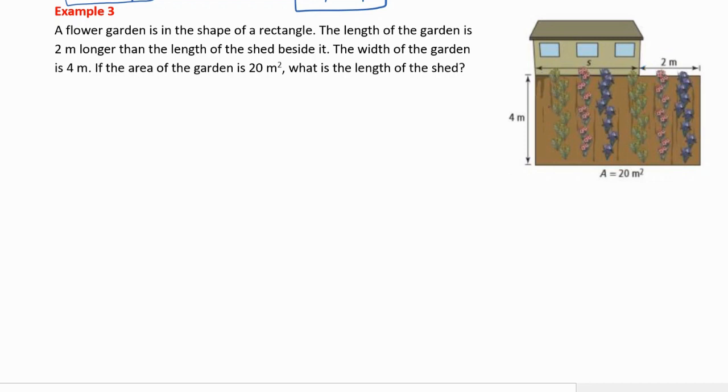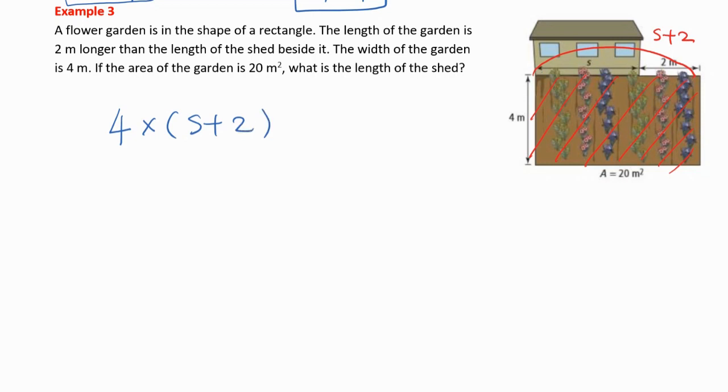Okay, so here, let's find the area of the garden. The length of the garden will be S plus 2. Then the area of the garden will be 4 times S plus 2. So you have to multiply the width and the length together. That's the area of the garden. And it says the area of the garden is 20 square meters.